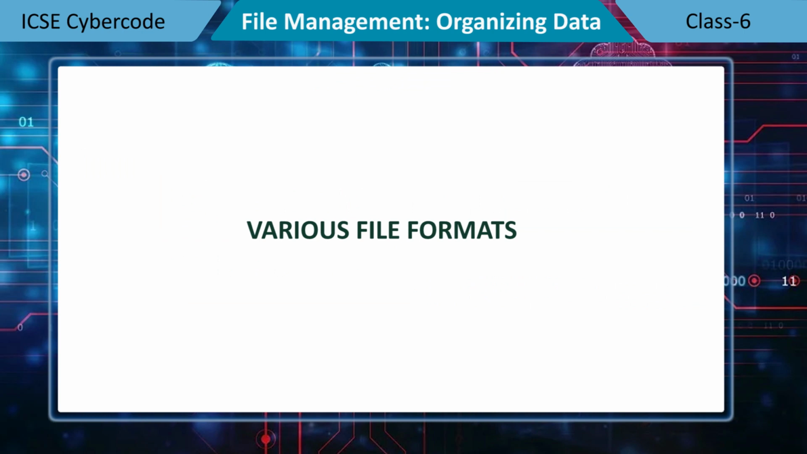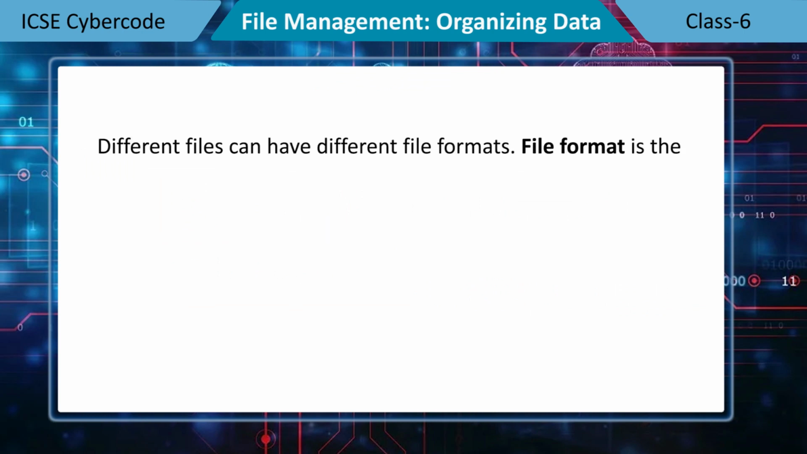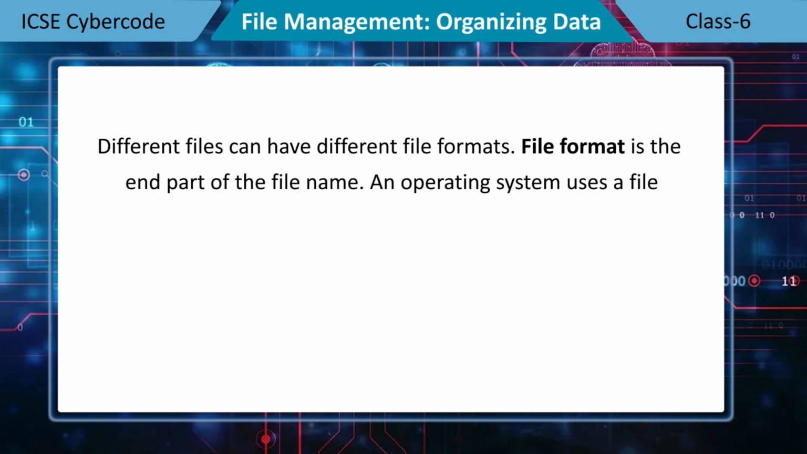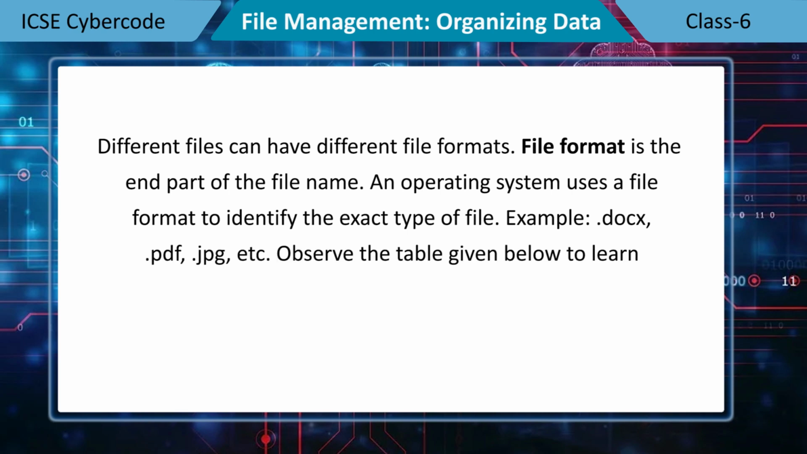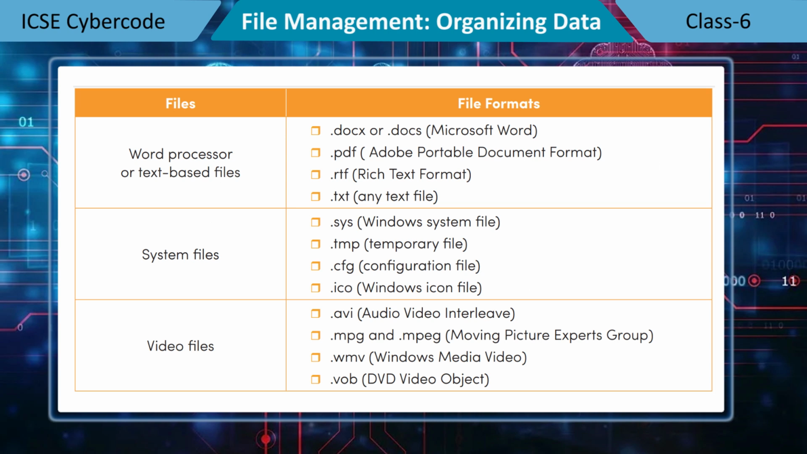Various file formats. Different files can have different file formats. File format is the end part of the file name. An operating system uses a file format to identify the exact type of file. Example, .docx, .pdf, .jpg, etc. Observe the table given below to learn about the most common file types. Files. File formats.